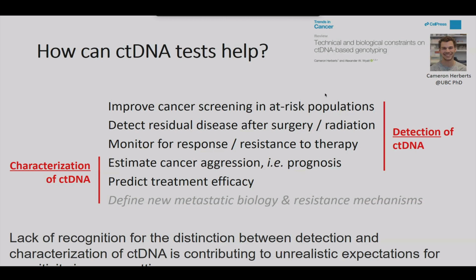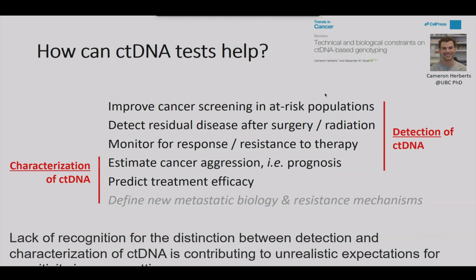So now you want to actually characterize the alterations that are present and understand the biology, the genomic makeup of the tumor. That's when you need a different class of assays to tell you what's happening within the ctDNA. And the lack of recognition between these two types of tests is contributing to some unrealistic expectations of sensitivity in a late stage setting, because you can be really, really sensitive to detect ctDNA, but you may not be able to actually characterize it.